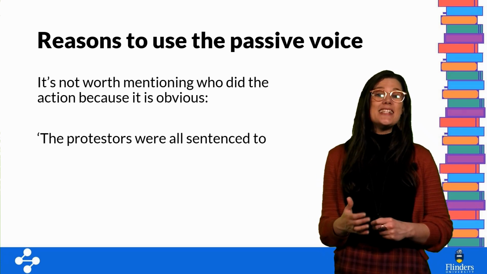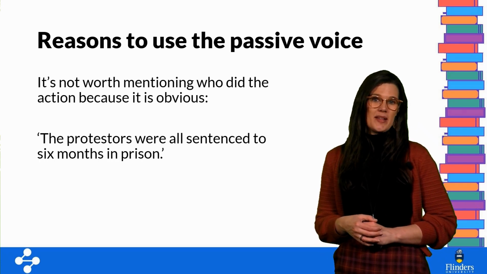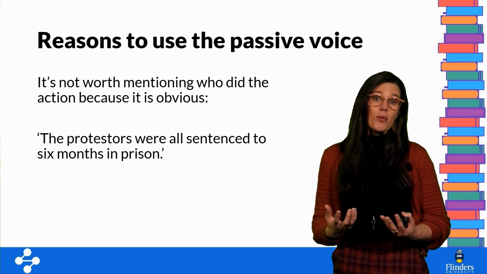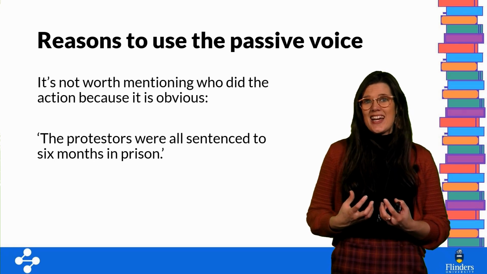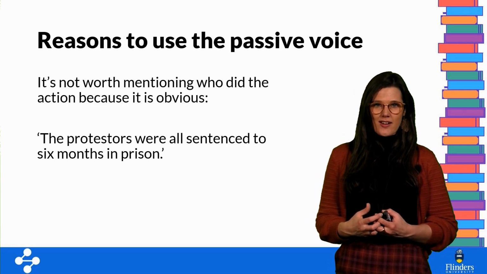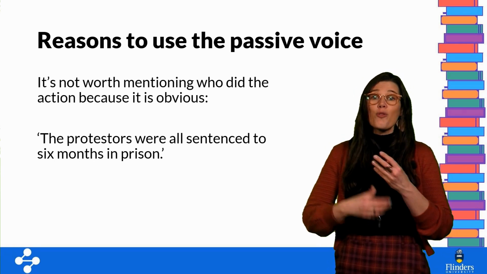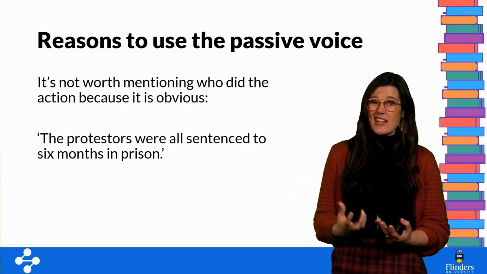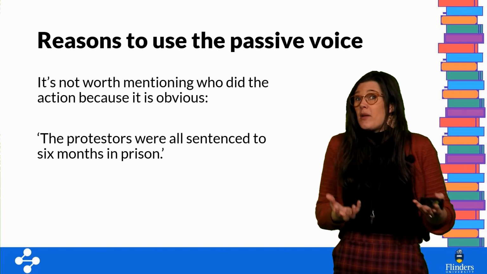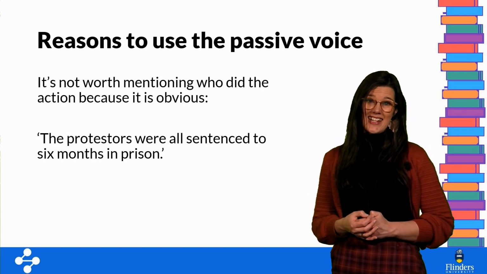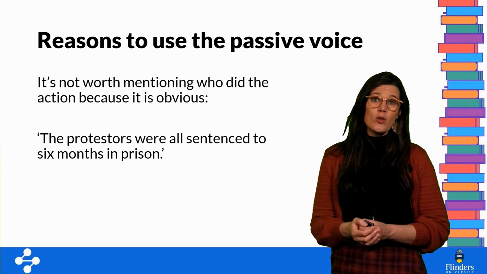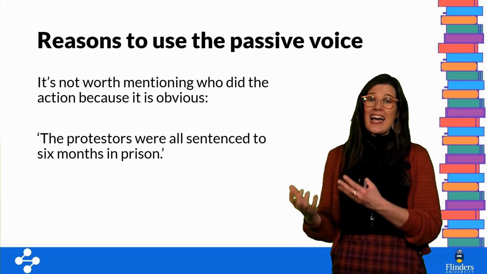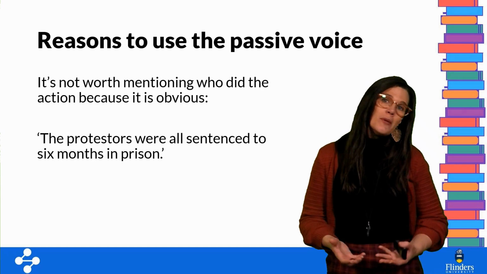So, the protesters were all sentenced to 6 months in prison. The verb sentenced here indicates that this is probably by a judge or a jury, somebody in that kind of authority, so I probably don't need to say. Or if, again, taking the example from last time, the thief was arrested, the thief was probably arrested by the police. Who else is going to do that in that situation? Or perhaps I've already mentioned the person who did this in a previous sentence, and to say their name again would simply be repetition.